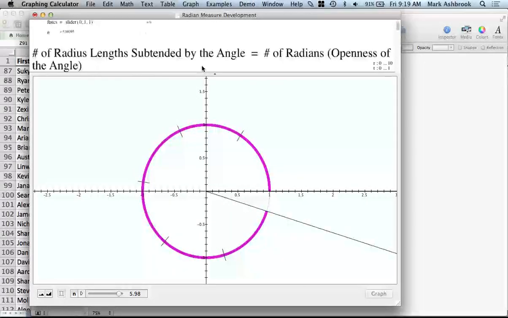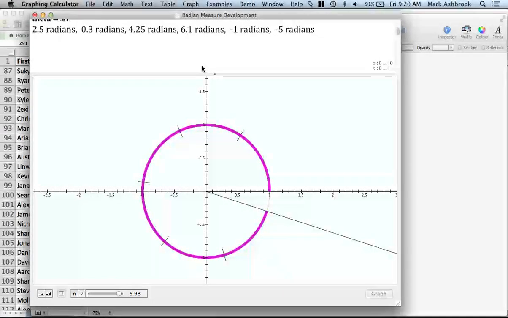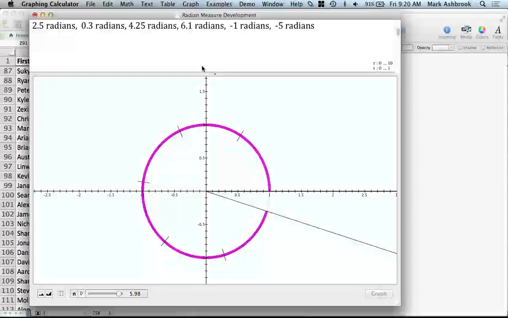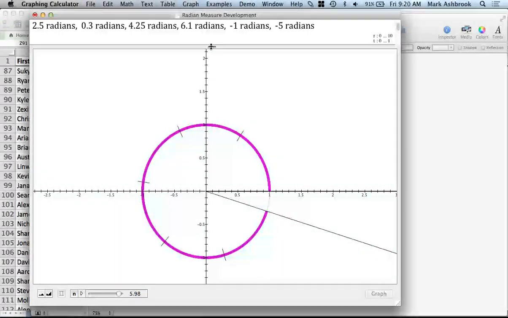Okay, so what I want you to do is estimate these angles. 2.5 radians, 0.3, 4.25, 6.1, -1, and -5. So can you estimate those angles given our basic unit circle here, and I'm marking off the whole numbers of positive radians? Go, talk it out.